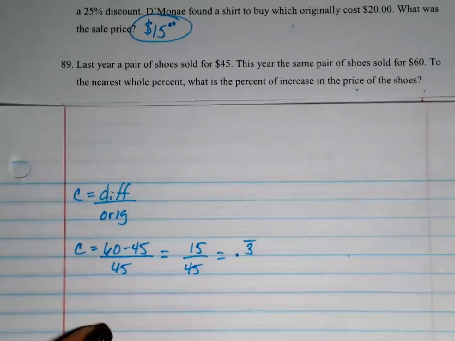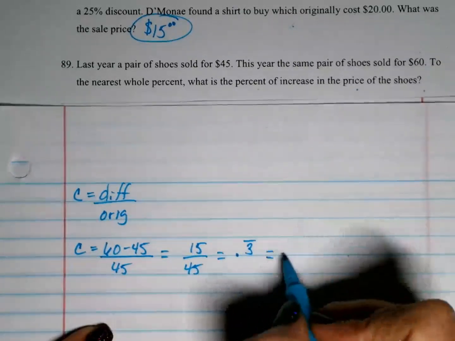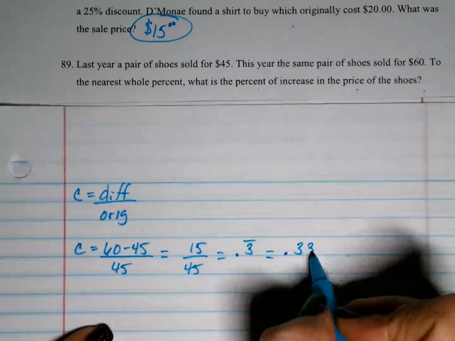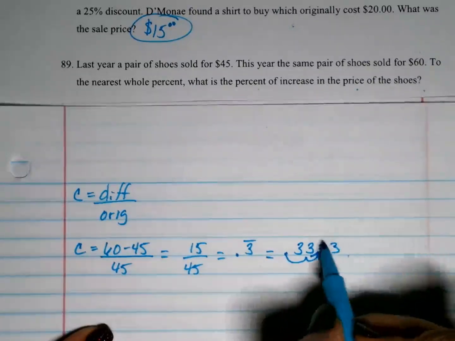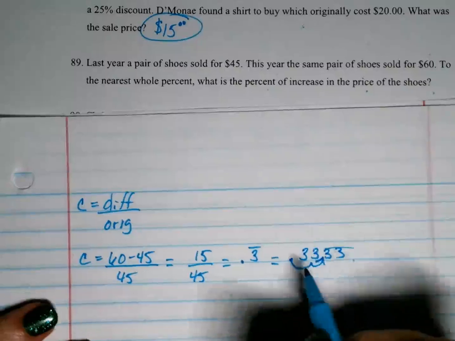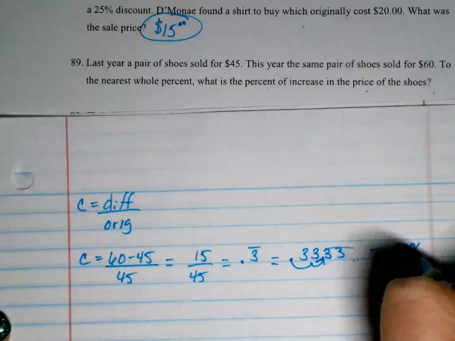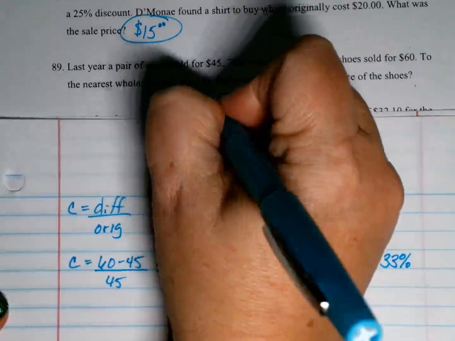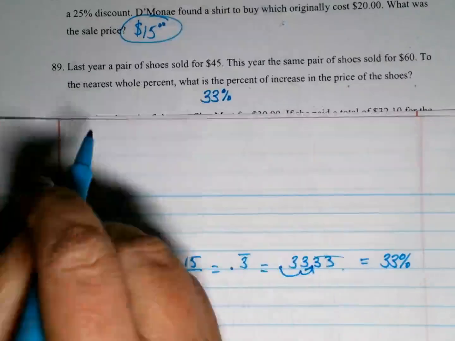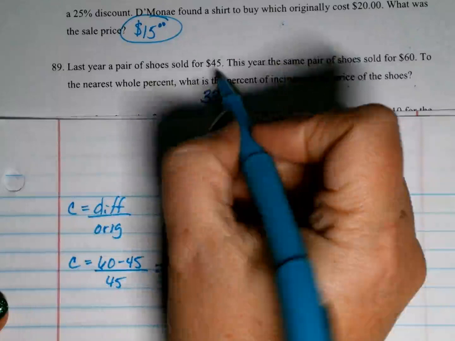Would it be 30%? Oh, so it'd be 33%. It said to round to the nearest whole percent. So it's 33%. Yeah. Okay. It would be, but this says to round it to the nearest whole percent. Oh, okay.